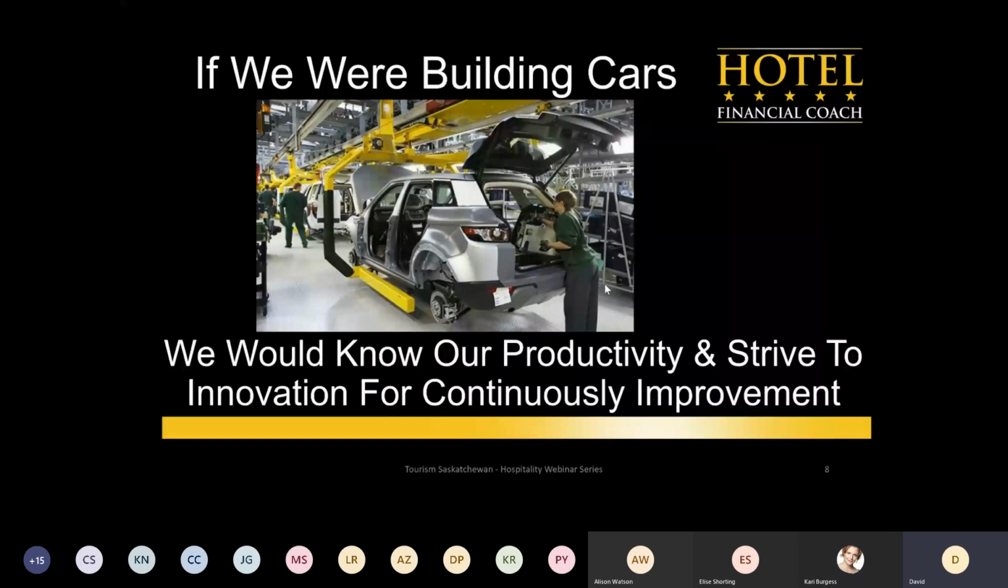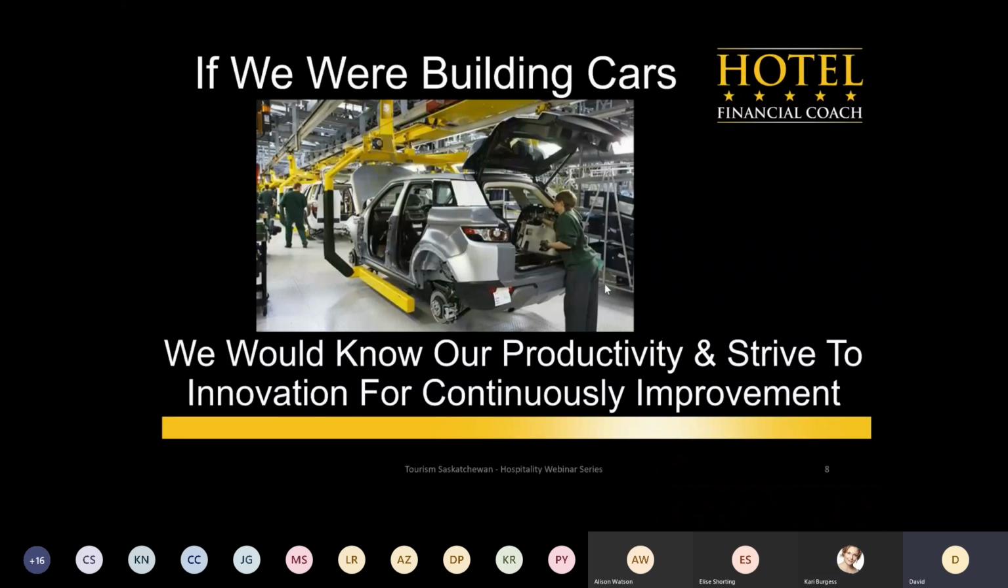All right. So if we were building cars, and I know we're not, we're running hotels, but if we were building cars, we would want to know how many hours it takes to make a car. And we would be constantly innovating to reduce the amount of time it takes to make a car. And that's exactly how the car industry functions.